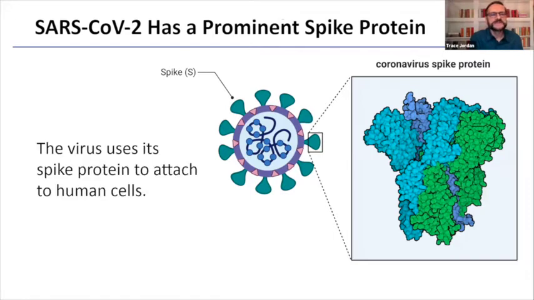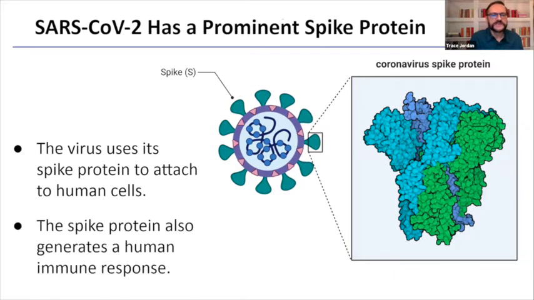The virus uses its spike protein to attach to human cells. So it is essential for SARS-CoV-2 replication and infection to utilize its spike protein. In addition, the spike protein also generates a human immune response. And this immune response to the spike protein has been utilized in the development of several types of vaccines, which you will learn about in other modules in this series.